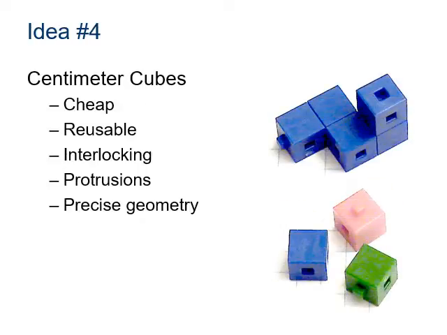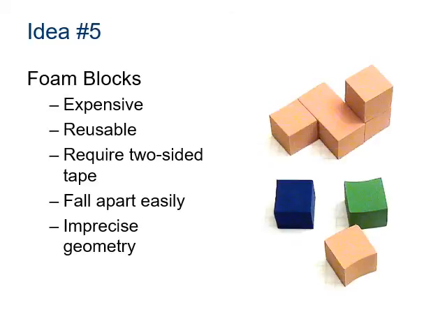How about centimeter cubes? Well, they're relatively cheap. They're also reusable. They're interlocking, so you would need that tape. They have these little protrusions that stick out though that can kind of get in the way, but the geometry is very precise. The next option is using foam blocks.